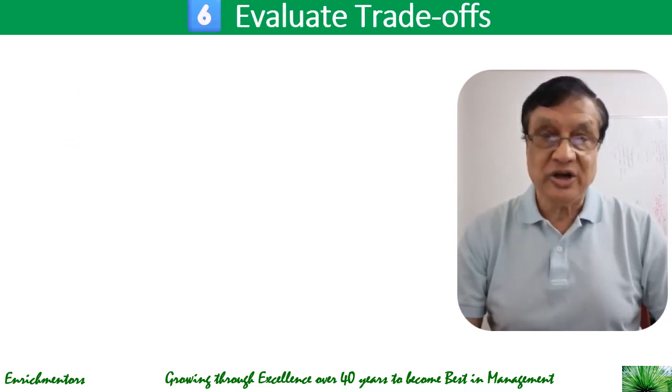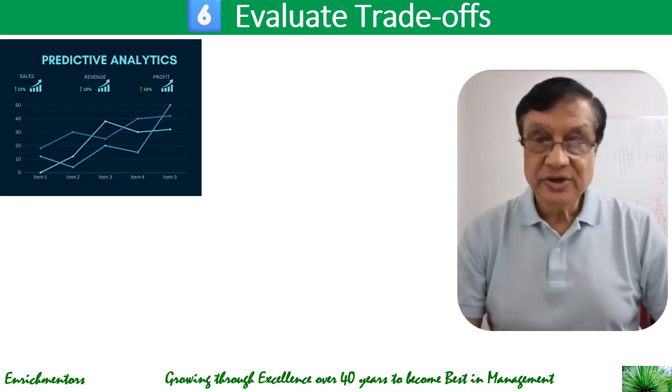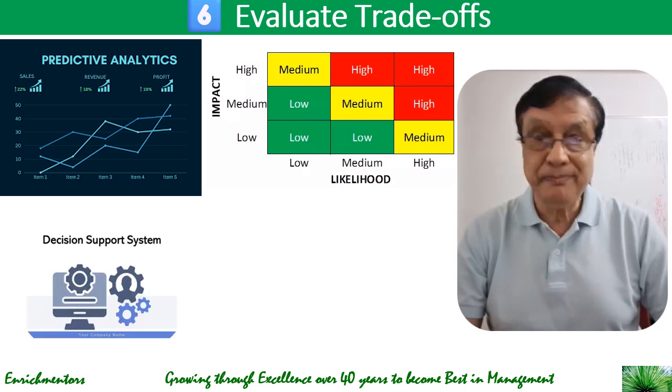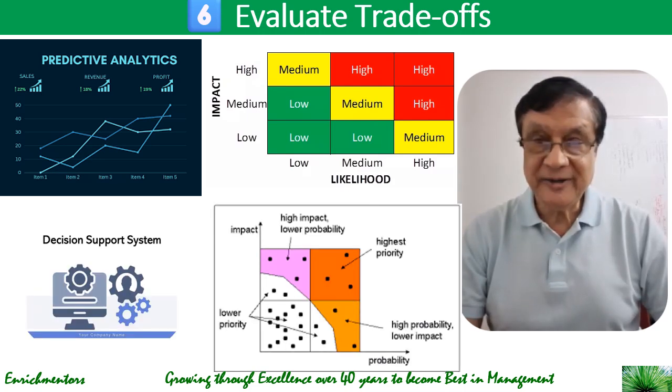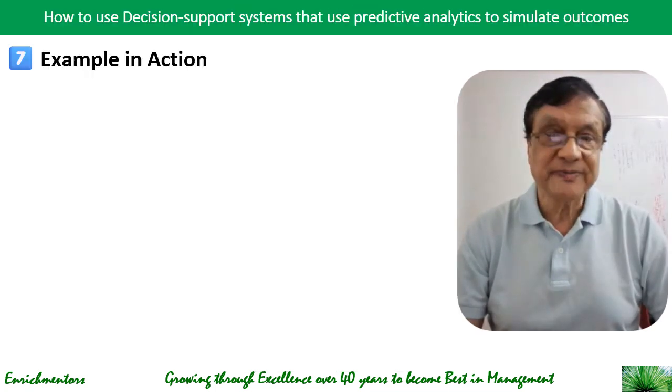Then you evaluate trade-offs, right? Predictive and prescriptive analytics will show you impact versus risk, and there you can use a DSS to compare options visually, like in a scatter plot for profit versus retention, as you see here, and apply a constraint. For example, don't choose options where profit is less than 25,000 US dollars. So like this, you evaluate the trade-offs.